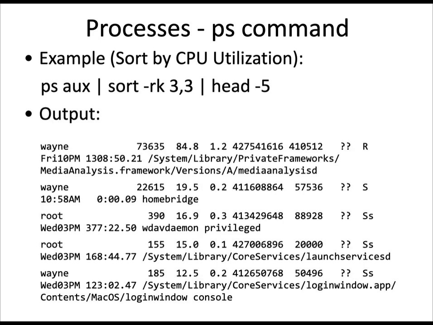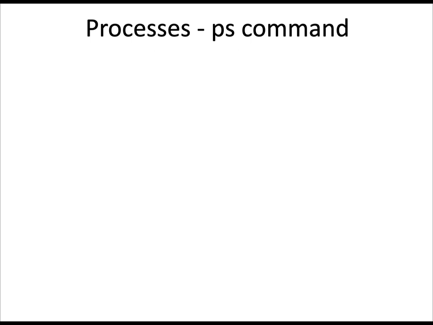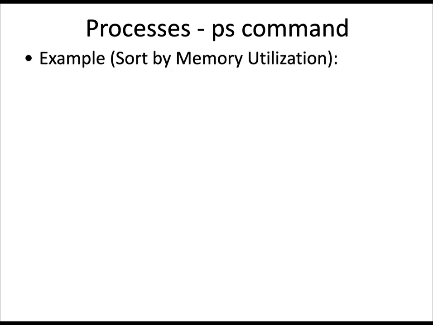So when we do this, this is what we get. Notice that mediaanalysisd is eating 85% of the CPU when this command is issued, followed by about 20% for Homebridge. If you didn't know what these things were, you might want to look at the Unix man pages or possibly do a search on your favorite search engine to figure out if these are legitimate processes or not.